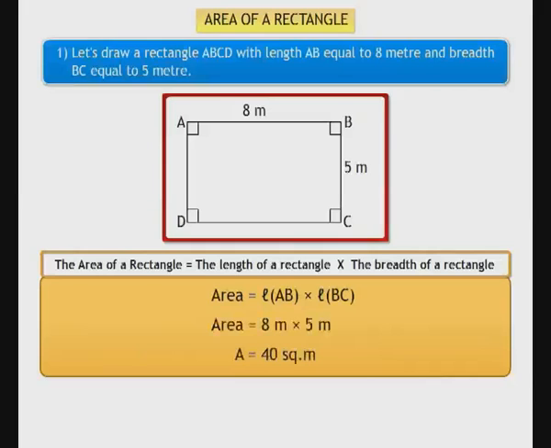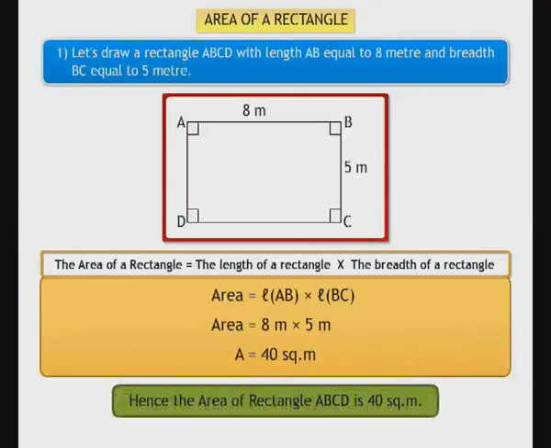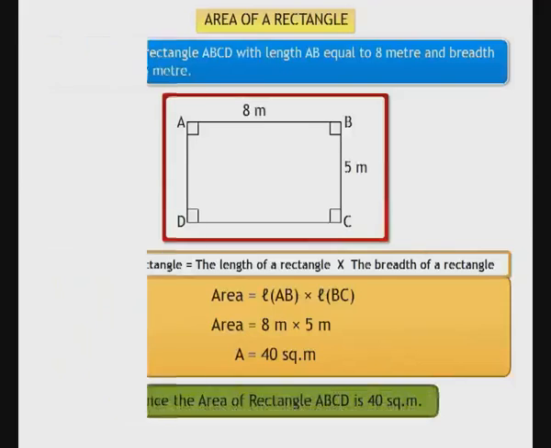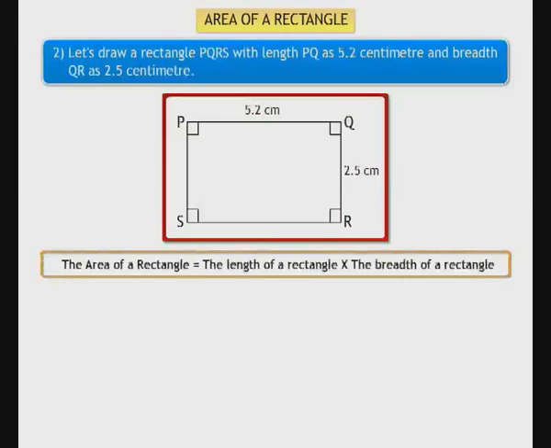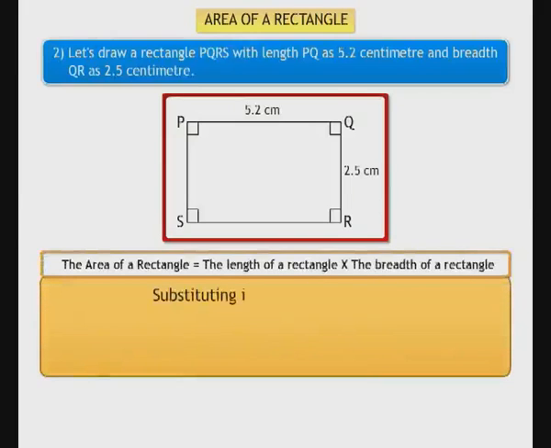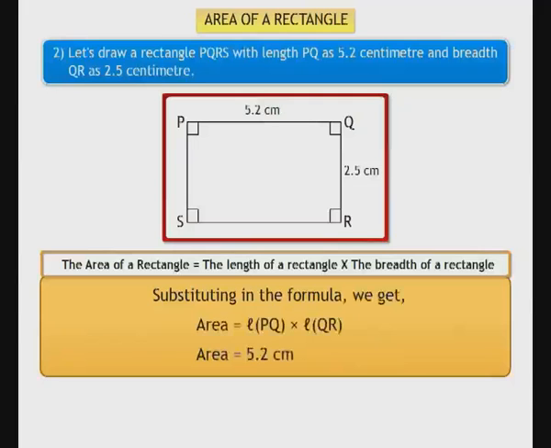2. Let us draw a rectangle PQRS with length PQ as 5.2 centimeter and breadth QR as 2.5 centimeter. The area of a rectangle is equal to the length of a rectangle into the breadth of a rectangle. Substituting in the formula, we get area is equal to length PQ into length QR, which is equal to 5.2 centimeter into 2.5 centimeter. The easiest way to multiply is just multiply 52 by 25 and then put the decimal point before 2 places from the behind.